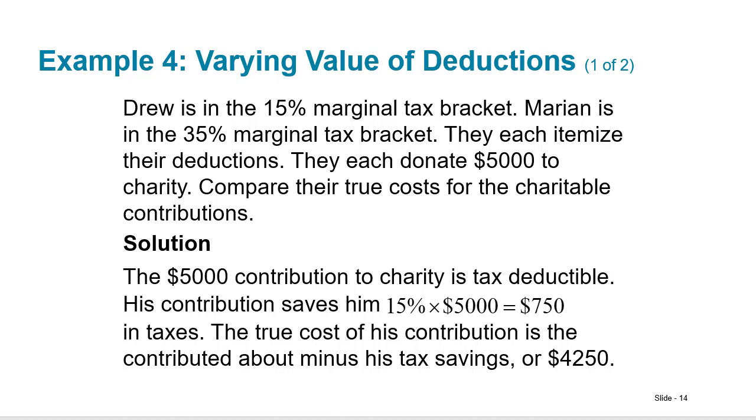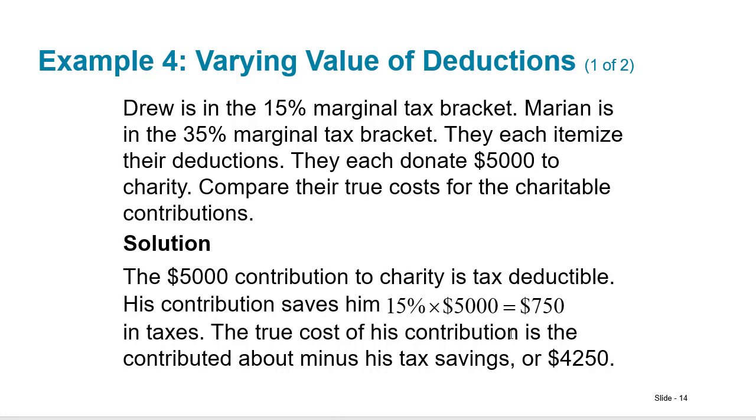Okay, another example. Drew's in the 15% marginal tax bracket. Marianne is in the 35% marginal tax bracket. They each itemize their deductions. They each donate $5,000 to charity. Compare their true cost for the charitable contributions. Okay, so the $5,000 contribution to charity is tax deductible. So his contribution saves him 15%, which is $750.